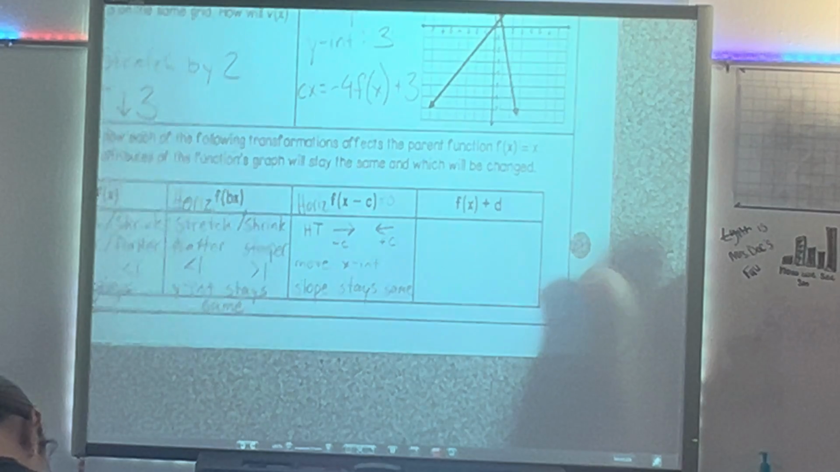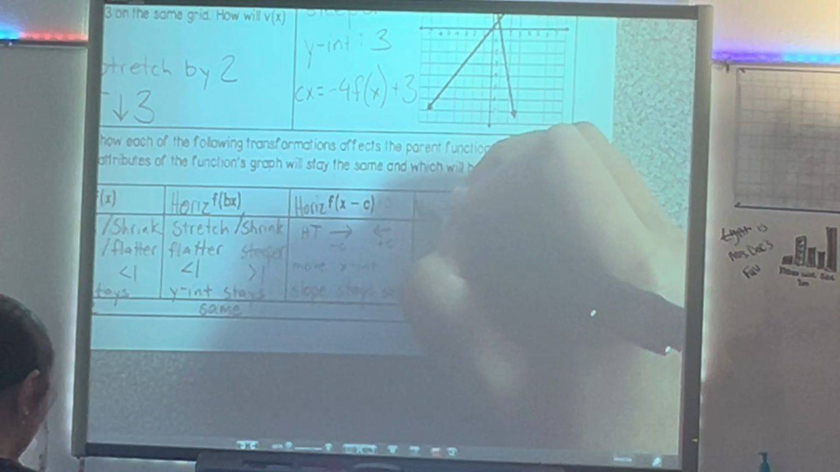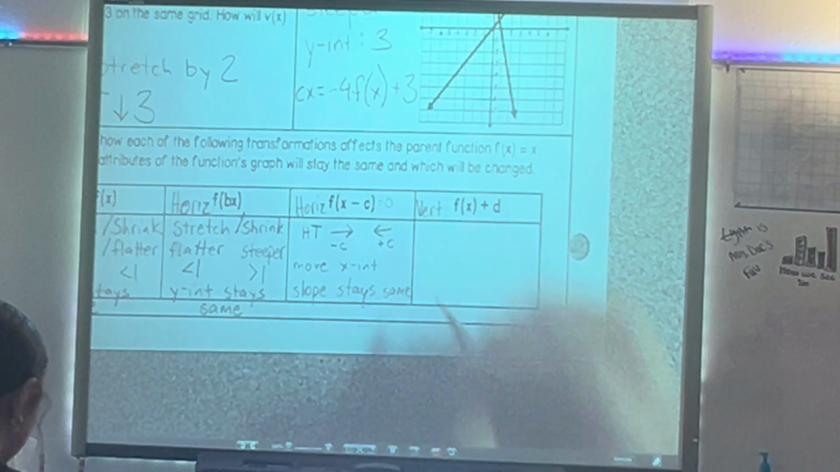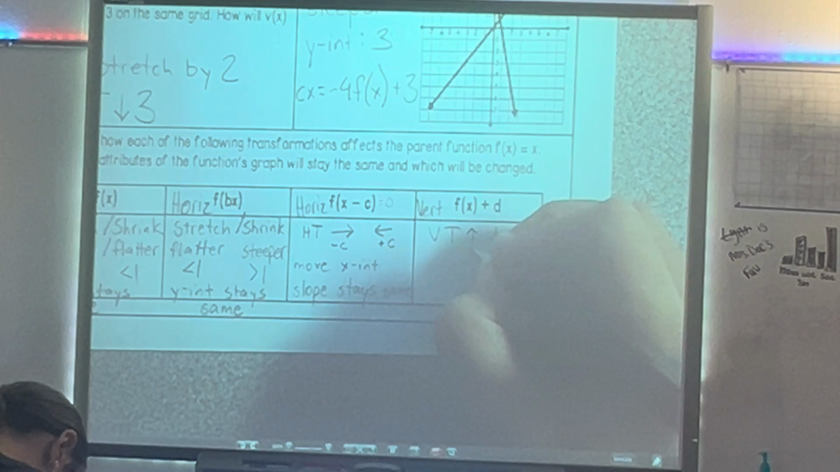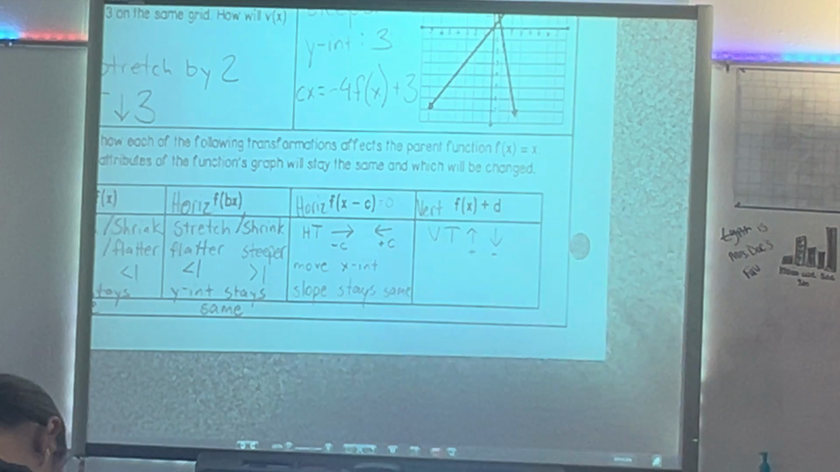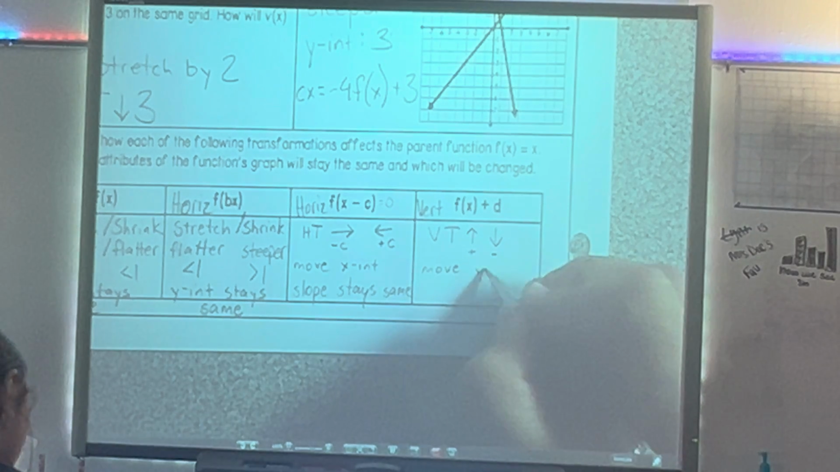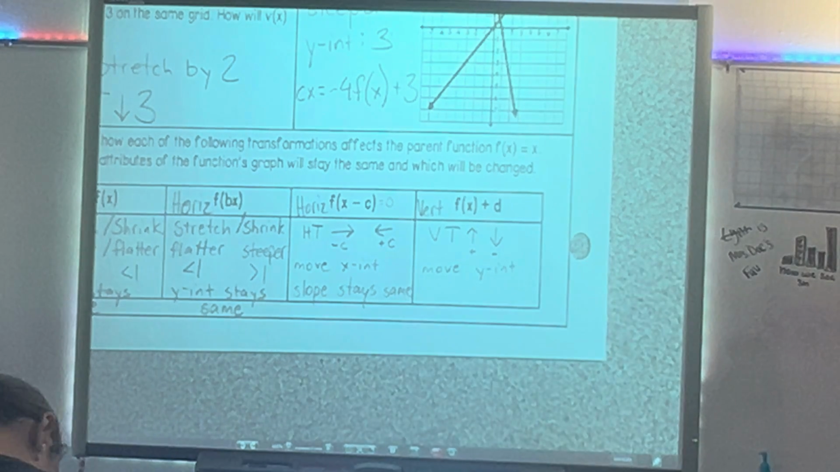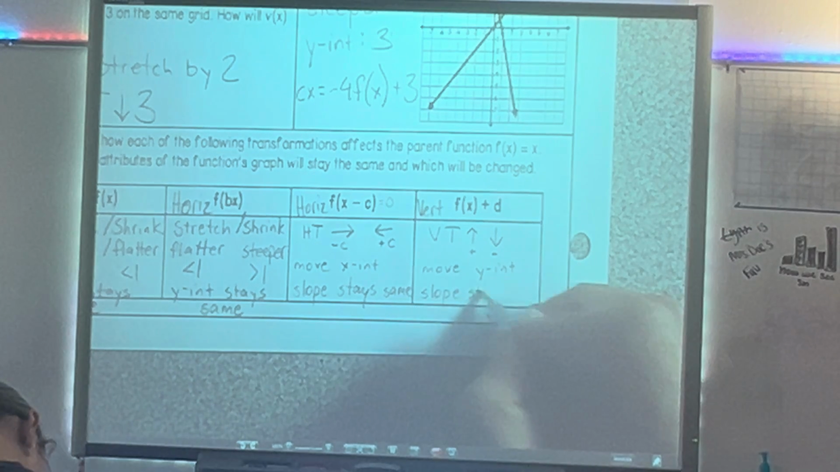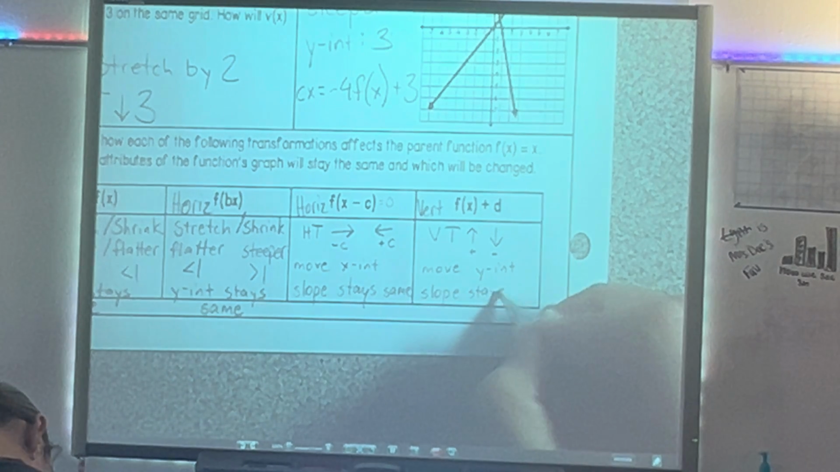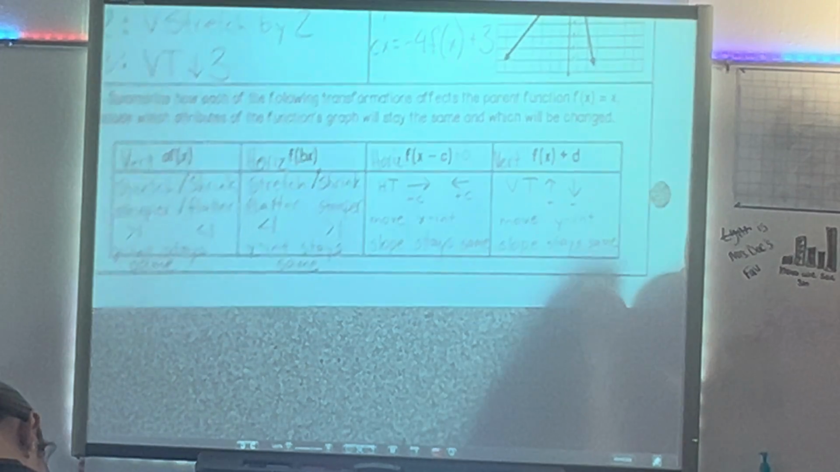Alright, the last one. If I have f of x plus d, it's on the outside, so it is vertical. That would be VT up or down. Up means I added, down would mean I subtracted. That is going to move my y-intercept. The slope is going to stay the same. Everybody okay there? Alright, we're on one more thing down here at the bottom.